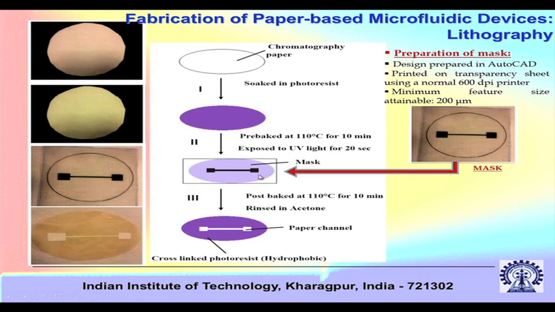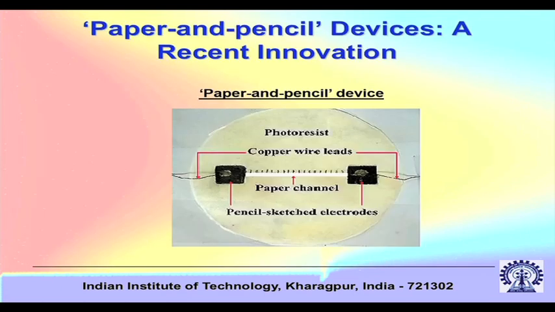You can see that the structure in the transparency is transferred to the paper, and then it is post baked at 110 degrees centigrade for around 10 minutes and rinsed in acetone. So you have the cross linked photoresist, which is the violet color that you see, and the white colored region is the paper channel. So it is just like the lithography process, but you can make paper based microfluidic channels in a simple way. This is a recent innovation that we made in our lab.